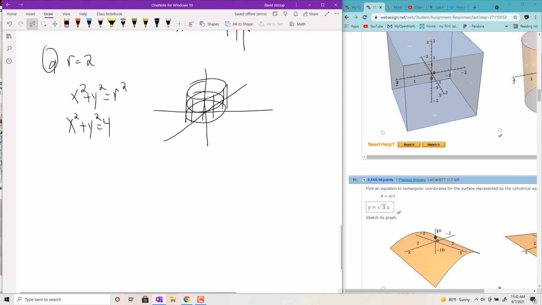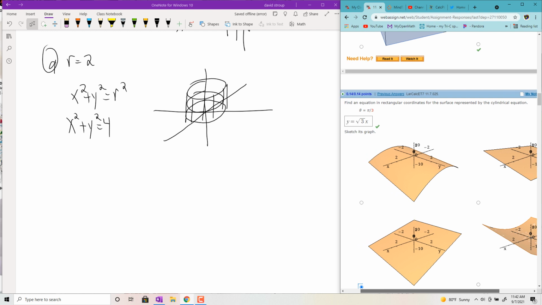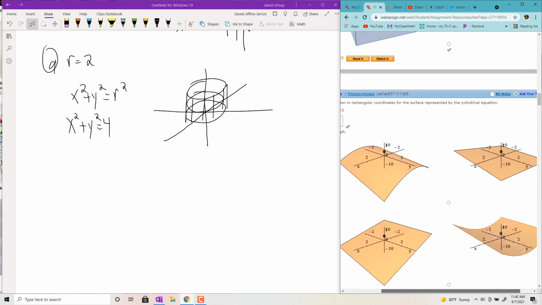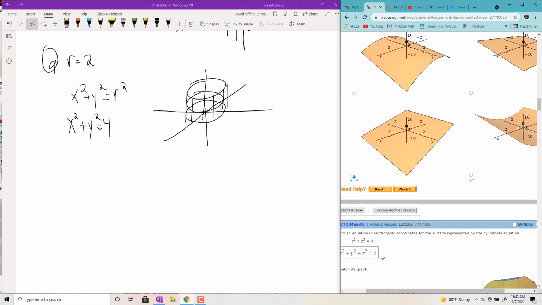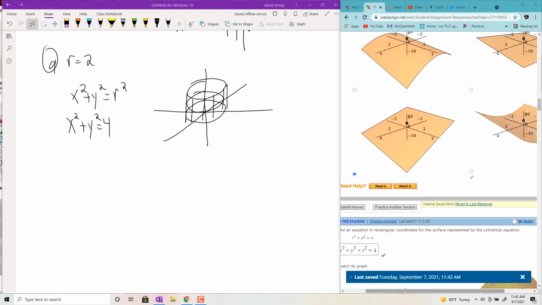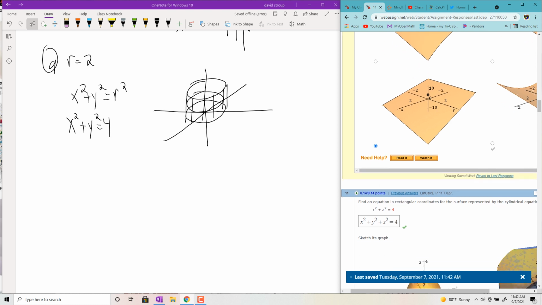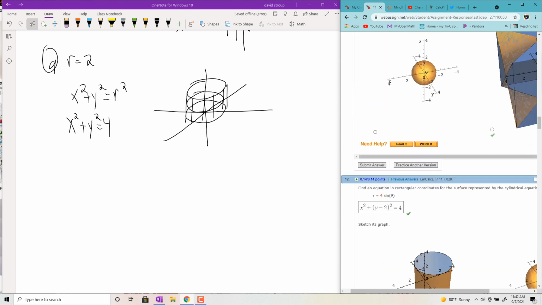Then yeah, theta. For some reason this was hard to figure out which picture they were looking at, but I sort of got there after a while. r squared plus z squared equals 4. Yeah, that's just a sphere.